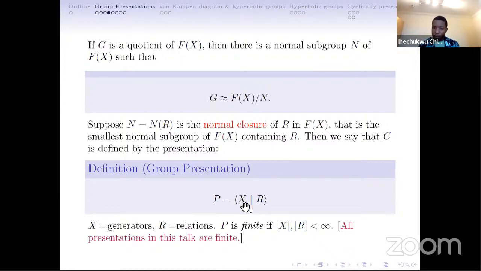So you put in the generators of your free group X, and then you put in that subset of N, such that when you kill it, you kill the whole of N. This is what we call a group presentation. And we say that P is finite if these two sets are finite. For my talk today, I'm only going to talk about finite presentations.